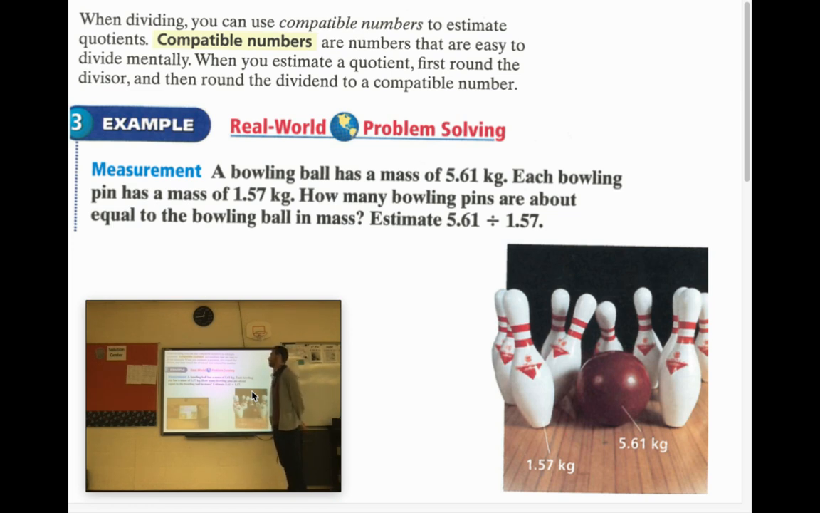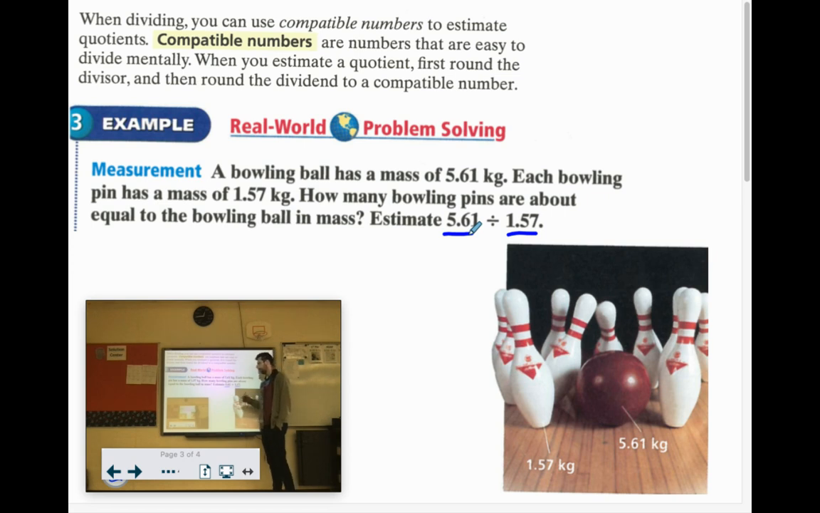A bowling ball has a mass of 5.61 kilograms. Each bowling pin has a mass of 1.75 kilograms. About how many bowling pins are equal to the amount of bowling ball in mass? Estimate 5.61 divided by 1.57.